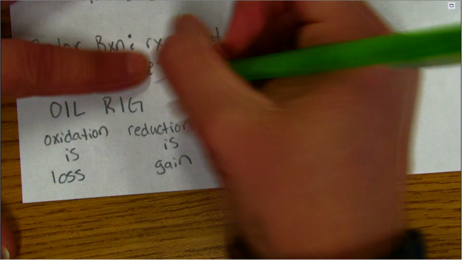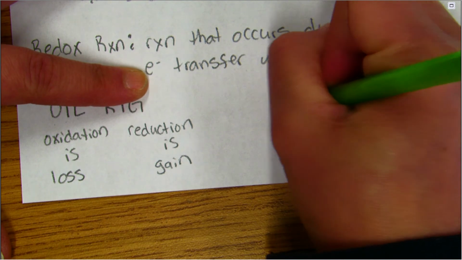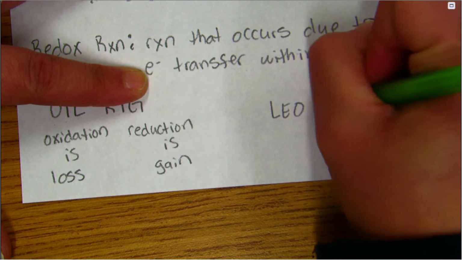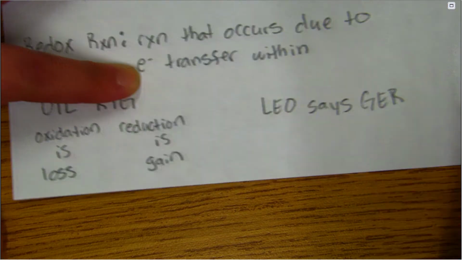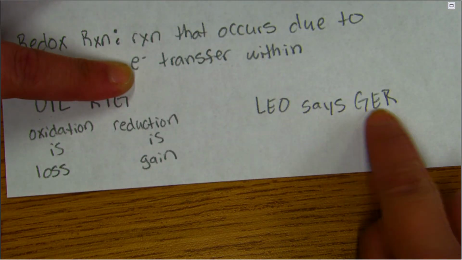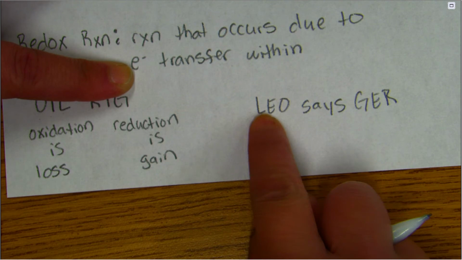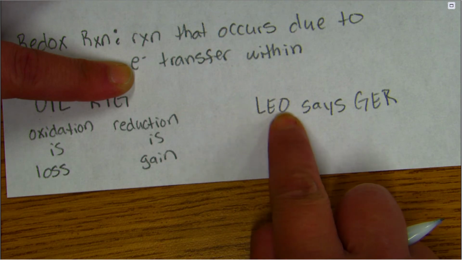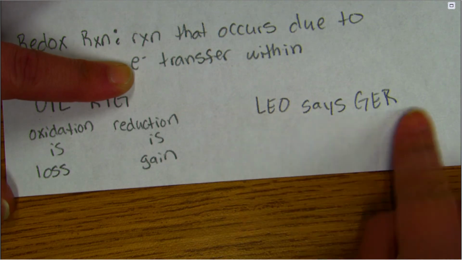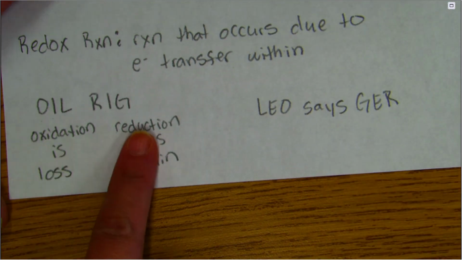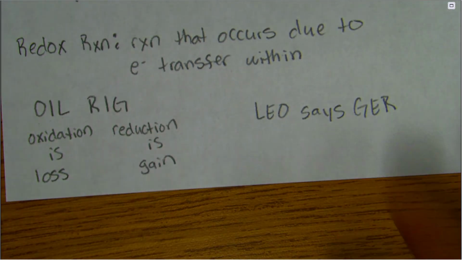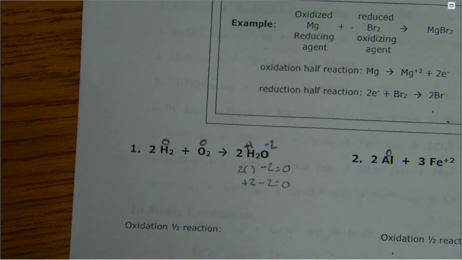You may also see it as LEO says GER. Gain of electrons is reduction. Loss of electrons is oxidation. All right, so if you like LEO says GER, you can use that one. I learned it with OIL RIG, so it's the one that just sticks out in my head the most. So that's what I use. Quite frankly, I really don't care which one you choose.